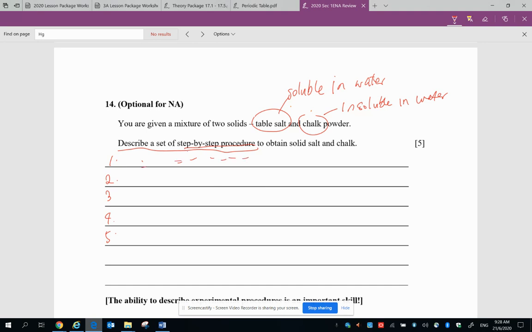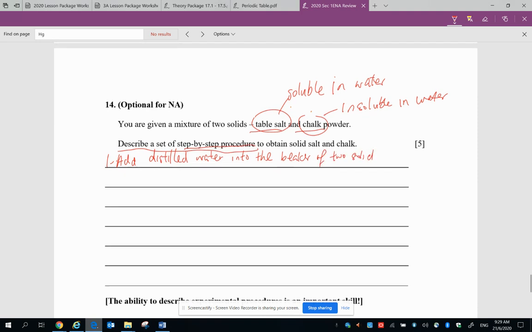The first step here would definitely be to add water. What's the purpose of adding the water into this solid mixture? It is to dissolve one of the solids. So you can say you add distilled water, or you can add deionised water, into the beaker of two solids.